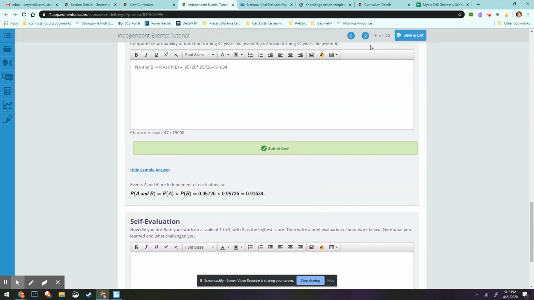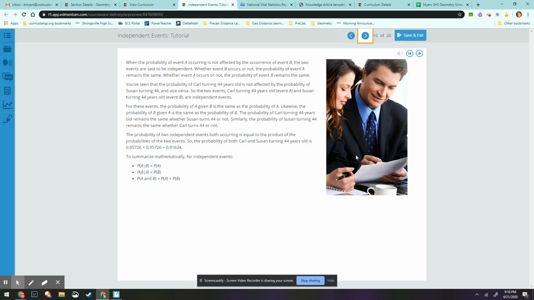We have the self-evaluation, but we're going to move on. This is basically just a summary page. These are some important formulas. Maybe you want to write those down. But again, this is only for independent events.